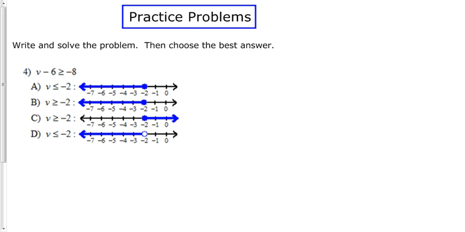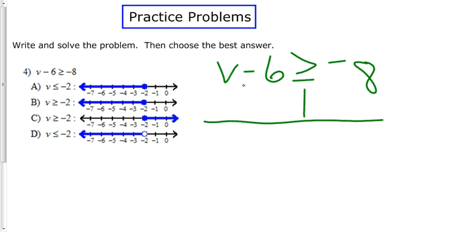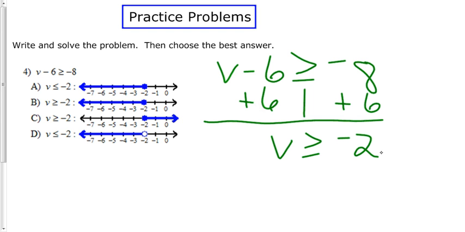And last but not least, I've got v minus 6 is greater than or equal to negative 8. Okay, again, looking at the variable side, I've got this negative 6 is the constant on the variable side. I'm going to add 6 to both sides. V greater than or equal to negative 2. So I look for v greater than or equal to negative 2. I see it here, and I see it here on B and C. So which of these graphs is correct?